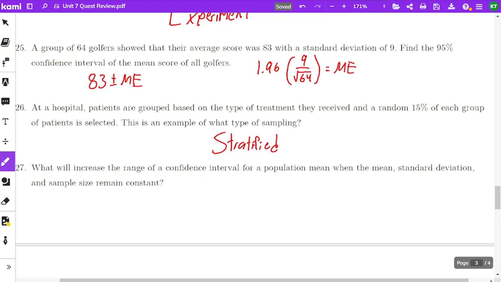What will increase the confidence interval of a population mean when the mean, standard deviation, and sample size remain the same? That will be an increase in the confidence level. We talked about this earlier. If everything else is the same, the only thing we can change is the confidence level. The more confident we are, our target's going to get bigger, so our range will get bigger for where we can hit our target.